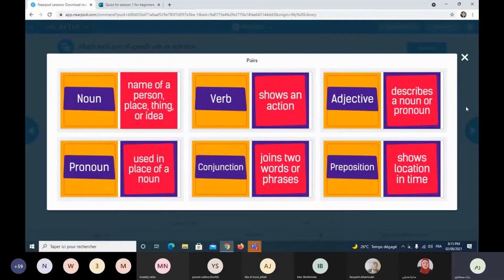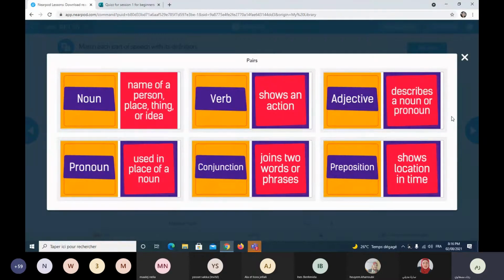The adjective describes a noun or a pronoun. Beautiful, girl. Interesting, film. Funny, book. Nice, house. Okay, I move to the pronoun. The pronoun is used in place of a noun. I say Jack reads a book. He reads a book. Susie plays football. She plays football. The cat sleeps. It sleeps.